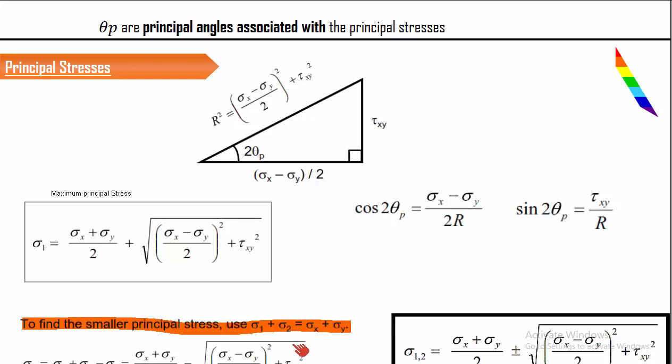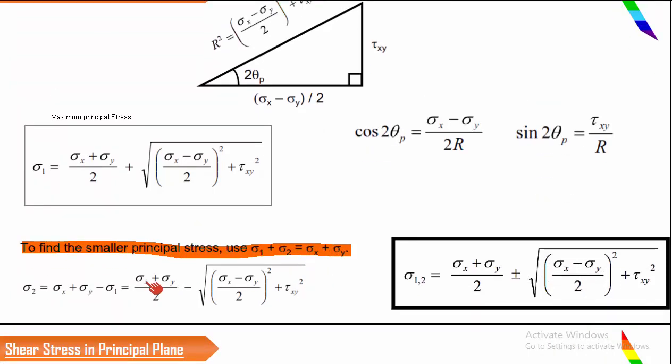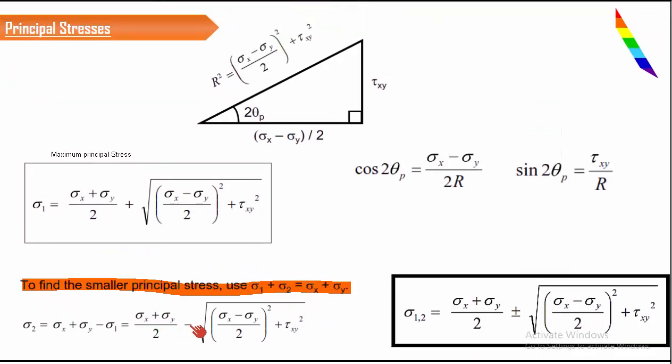Sigma 2 is the minimum principal stress, and the value you are going to obtain is (sigma x plus sigma y) by 2 minus root of ((sigma x minus sigma y) by 2) the whole square plus tau xy square. It's very simple mathematics. There are no differential terms or anything like that. So you can easily substitute it, group it, and obtain the value.